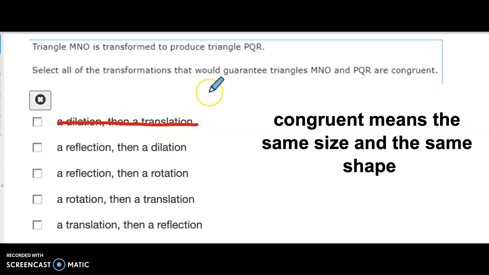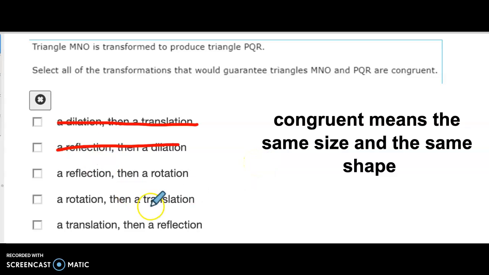All right, let's look at the second one. It says a reflection first. So a reflection does give congruent figures. So far we're okay. Then a dilation. As soon as we see the word dilation, we know these figures aren't going to be congruent because dilation is changing the size. So that one's out.